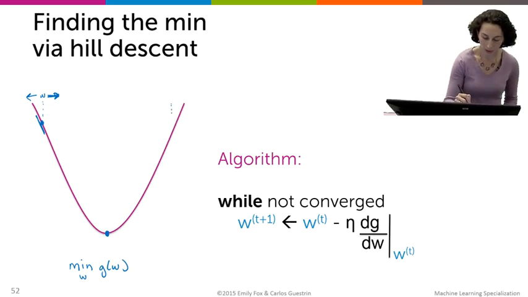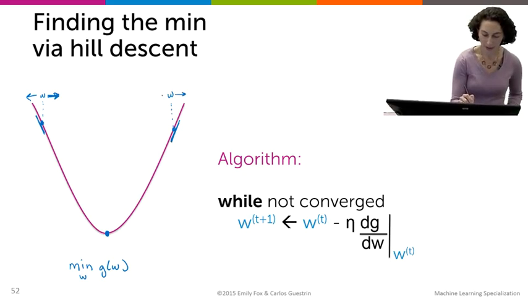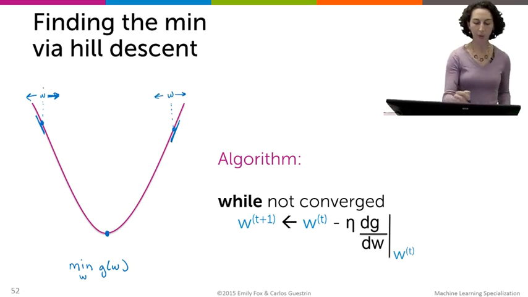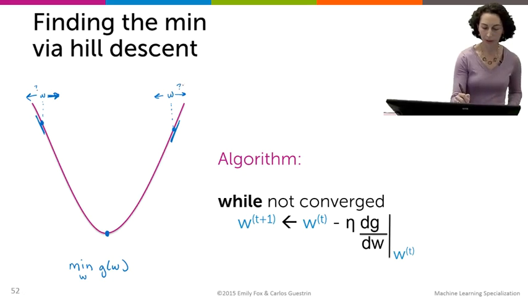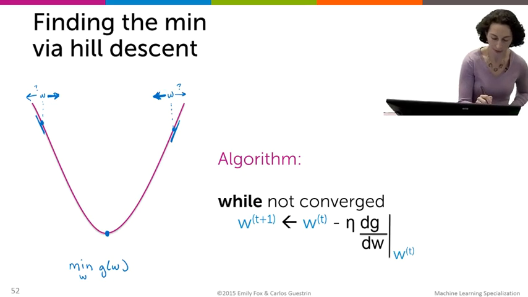Well, let's look at a point on the other side of the optimum. So some point w here, look at the derivative. In this case, the derivative is positive. And when I ask whether I want to move to the left or to the right, the answer in this case is I want to decrease the value of w. I want to move to the left.